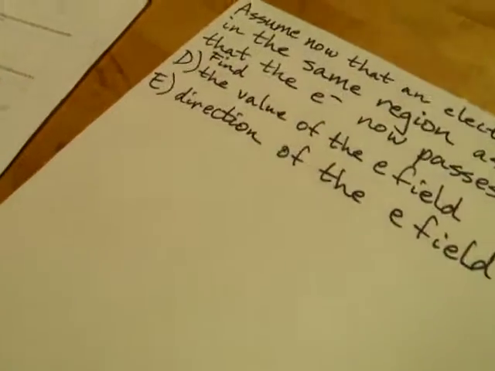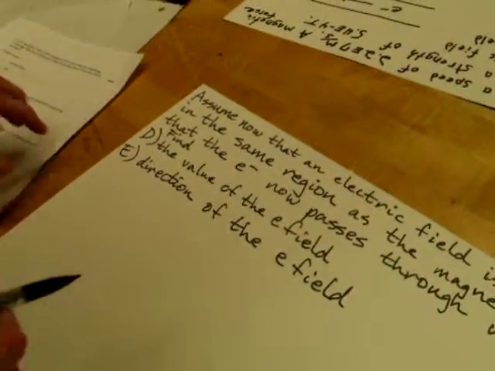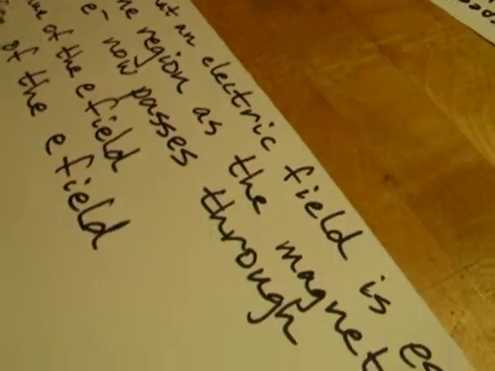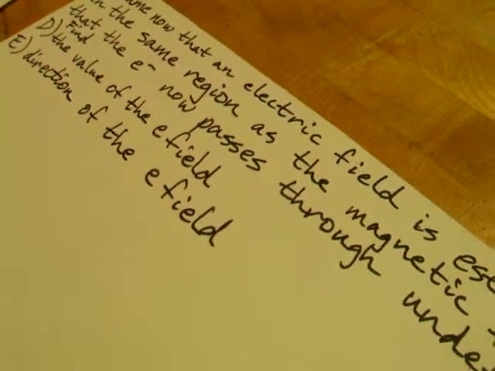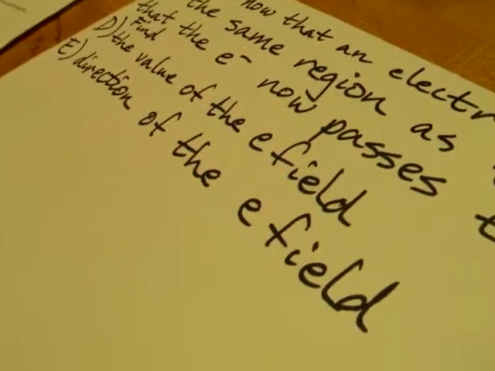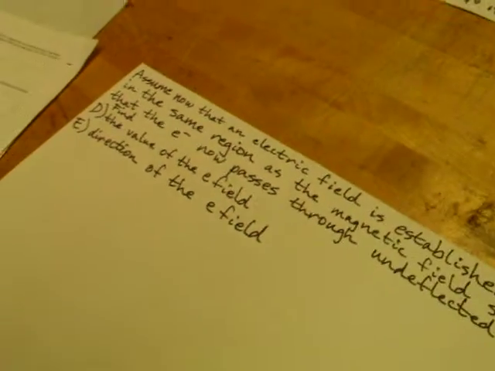Now here for the rest of the problem. Yes, thank you, Jake. Assume now that an electric field is established in the same region as the magnetic field so that the electron now passes through undeflected. Find the value of the electric field.